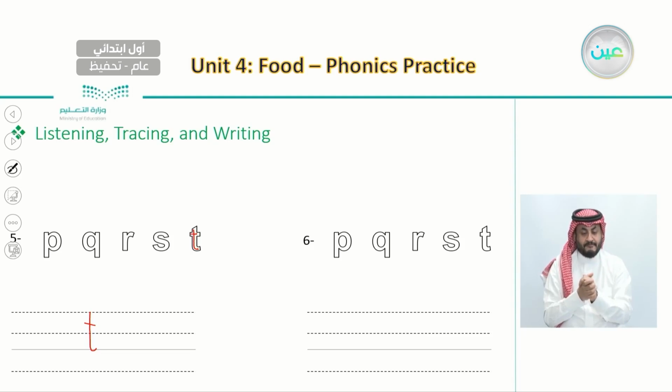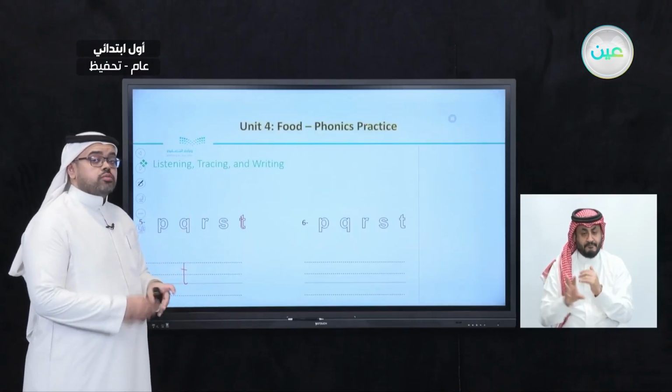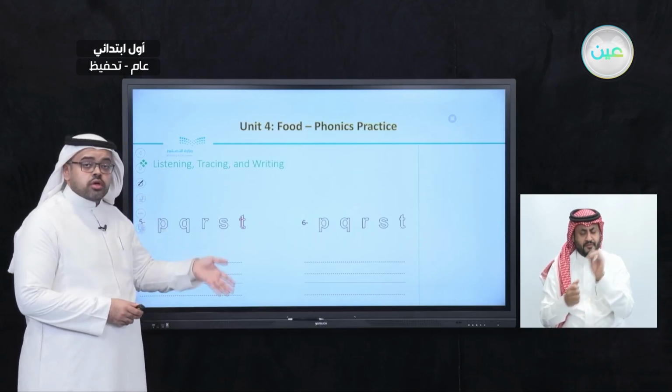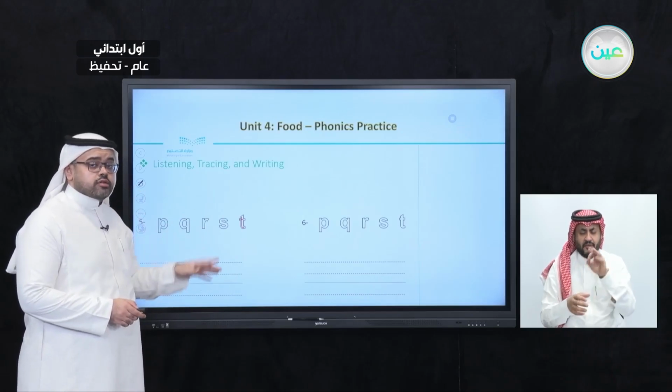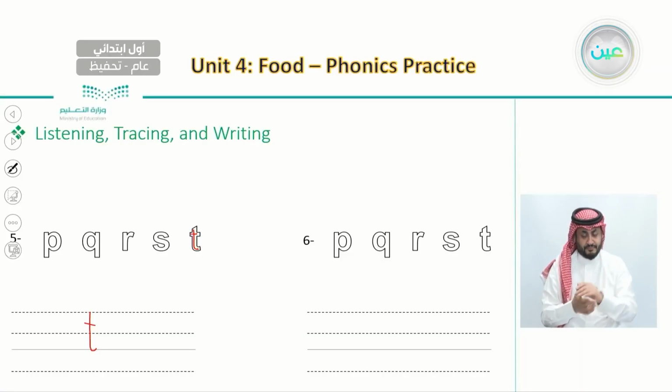Letter T. Now for number 6, we're going to listen to a letter that we already use, but just try to figure out which letter that is and trace it as well. So number 6, the letter is letter P. Letter P. So here we go. We trace it like this. And we go here on the line and write it down like this. Letter P.